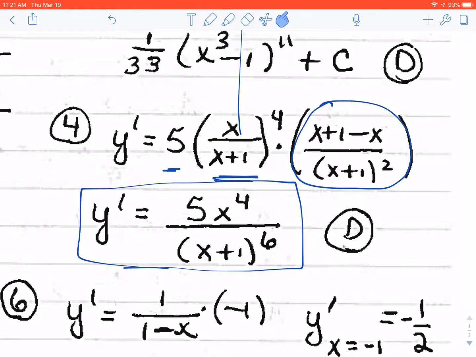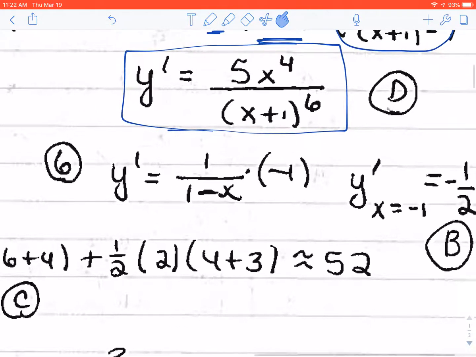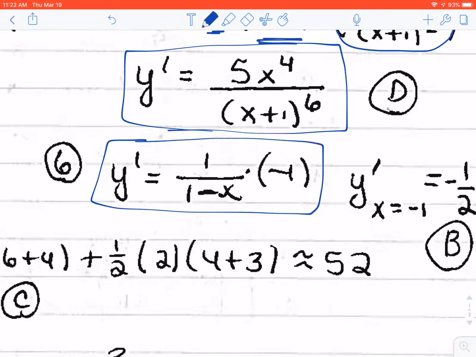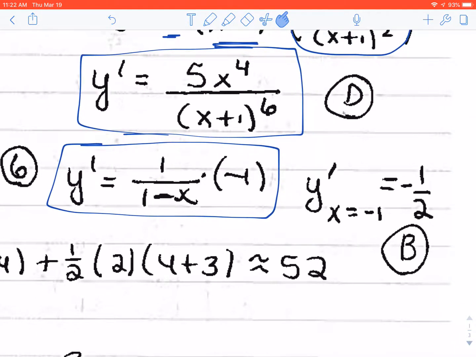Okay, the next one was number 6. Number 6 wants the slope of the tangent line to the graph of y equals ln of 1 minus x. So I'm going to assume that's ln of u, so the derivative is 1 over u times u prime. So here's my 1 over u, the derivative of u is negative 1. Now they want us to find the slope when x is negative 1, so I'm going to plug in a negative 1 and I'll get negative a half, which matched up with B.